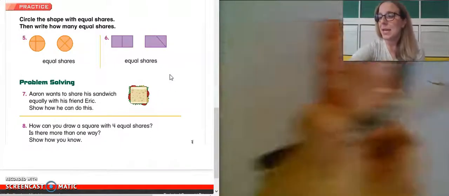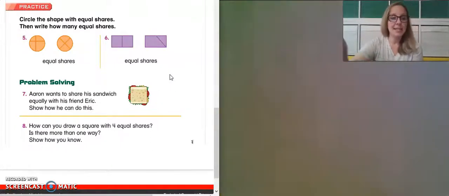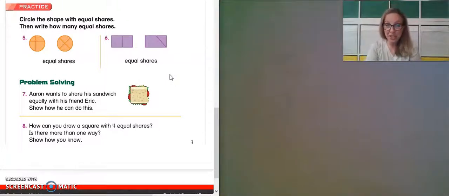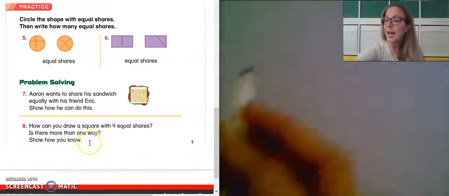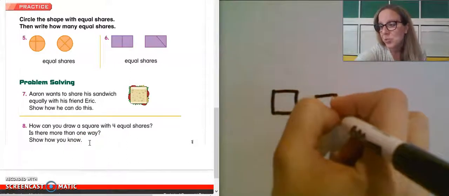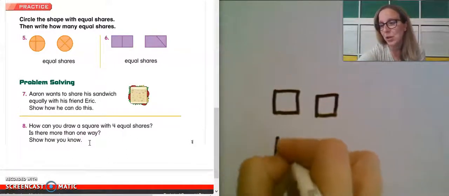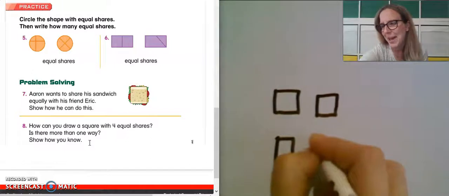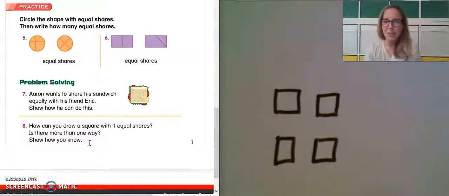All right. Number 8 says, how can you draw a square with 4 equal shares? And then it says, is there more than one way? Well, we just discussed when we were looking at the sandwich that, yeah, there is more than one way. So in this space here, I want you to go ahead and draw yourself some squares. And when we're drawing our squares, they might not look completely perfect, but just do your best, okay? I'm looking for you to do your best. So all my squares, it's as good as I can get them.